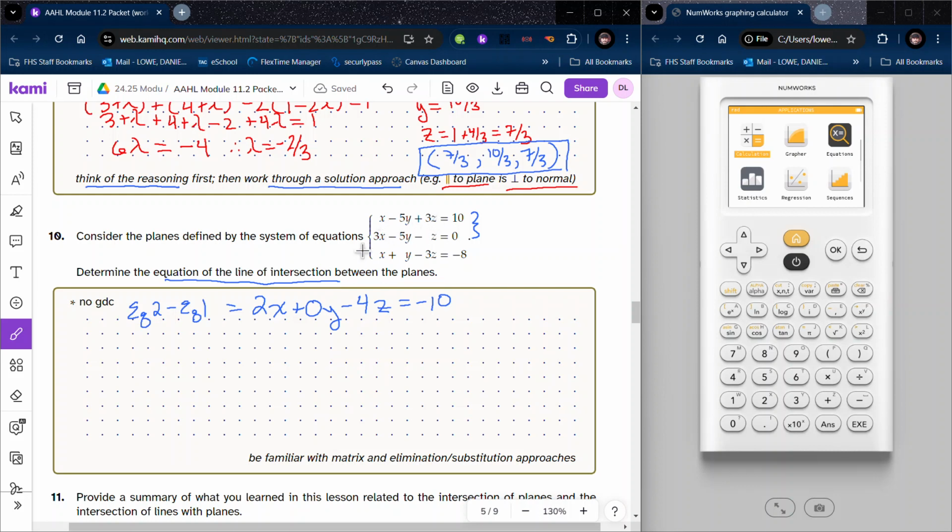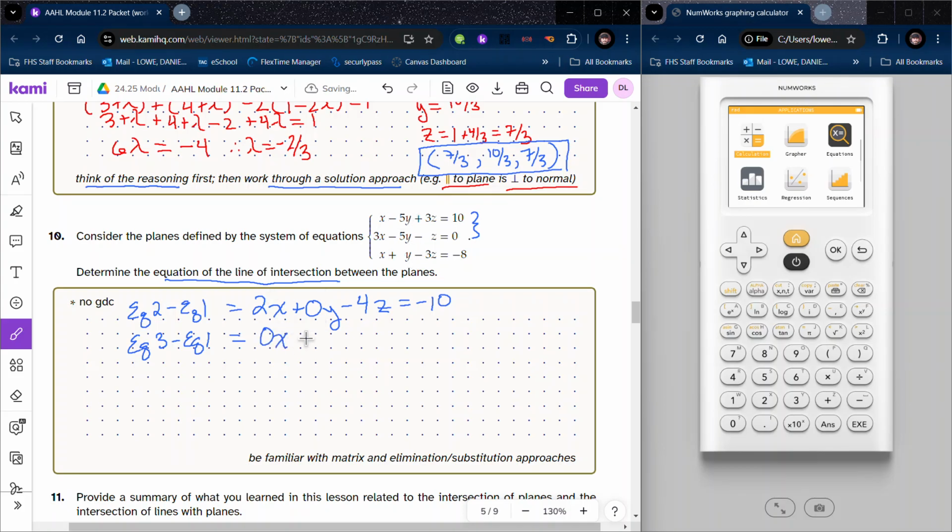All right, I have equation 1 minus equation 2. So that gives me a 0 on the y's. What could I do to get a 0 on my x's? Well, let's say if I do equation 3 minus equation 1, x minus x, that's going to be 0x.